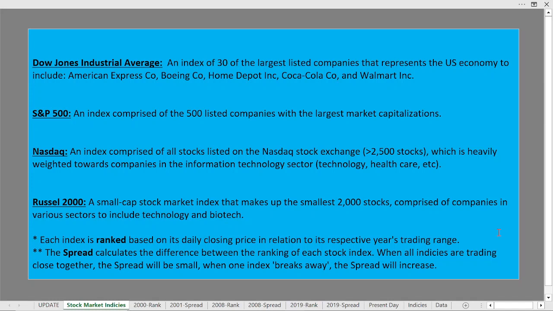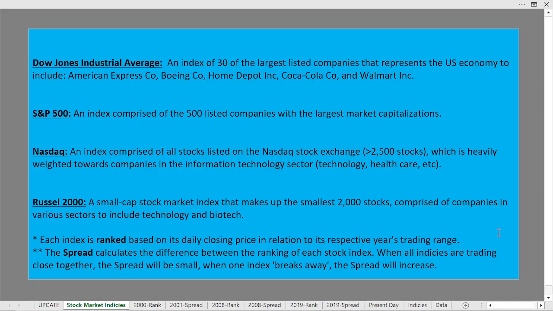The S&P 500 is a list of 500 companies with the largest market capitalization. It's a much more representative list. The NASDAQ is an index comprised of stocks listed on the NASDAQ exchange. It's got over 2,500 stocks. It's heavily weighted towards technology, healthcare, biotech, things of that nature.